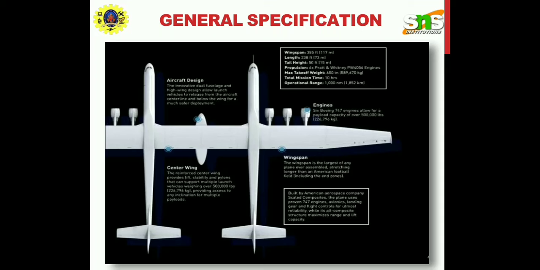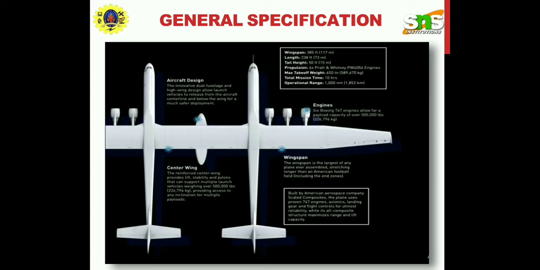The aircraft is considered in terms of aircraft design, the wing and wingspan, and the engine. For aircraft design, the innovative dual fuselage and high wing design allows launch vehicles to be released from the aircraft centerline, below the wing. On the center wing of the aircraft, the reinforced center wing provides lift, stability, and pylons that can support multiple launch vehicles weighing up to 5 lakh pounds.